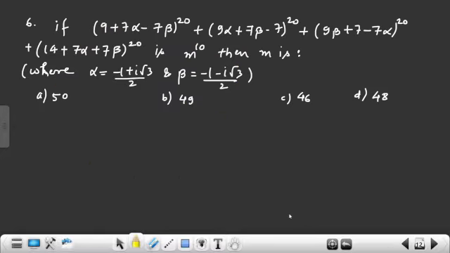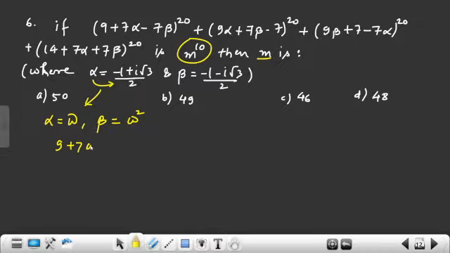Now next one, the sixth one. Complex number: basically it is (9 plus 7 alpha minus 7 beta) whole power 20, plus (9 alpha plus 7 beta minus 7) whole power 20, plus (9 beta plus 7 minus 7 alpha) whole power 20, plus (14 plus 7 alpha plus 7 beta) to the power 20, is m power 10. So what is the value of m? Alpha is given; if you remember, alpha is nothing but omega, and beta is nothing but omega square. Now let's put the value here.